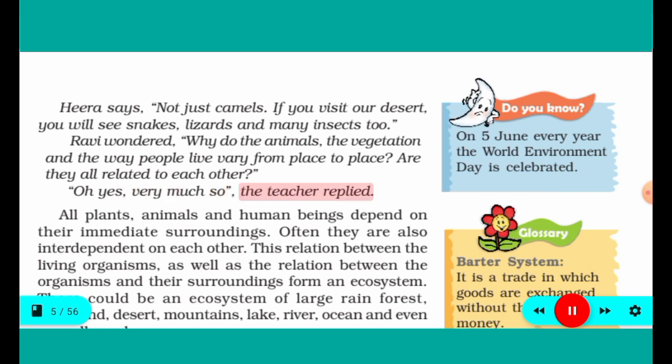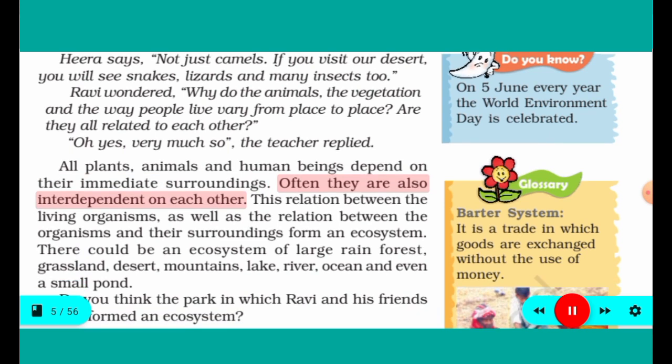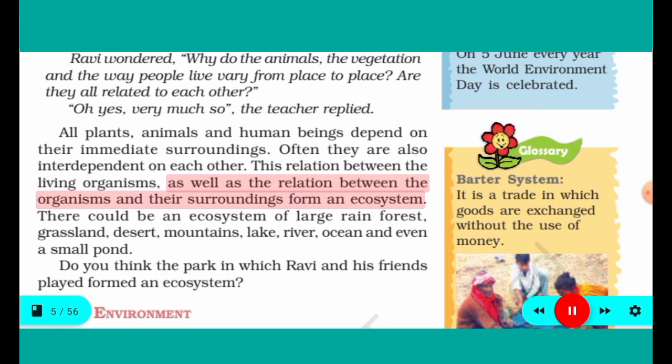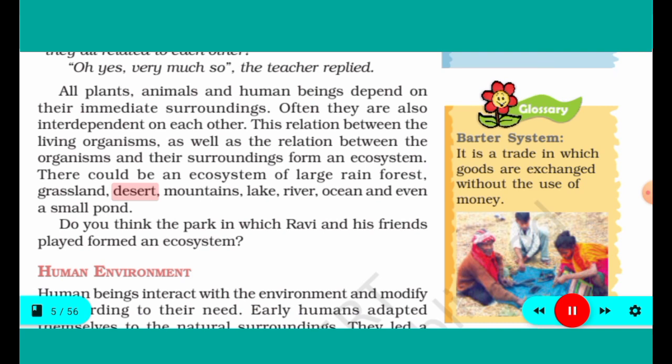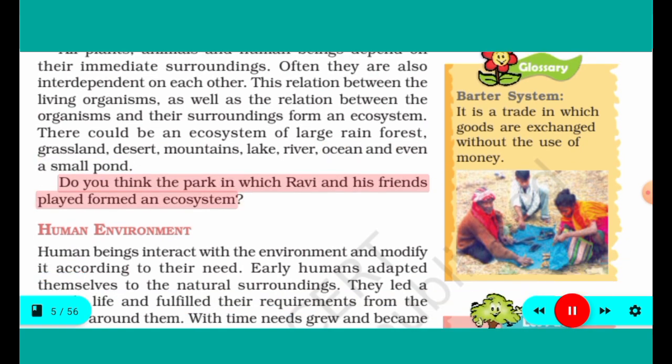The teacher replied, "All plants, animals and human beings depend on their immediate surroundings. Often they are also interdependent on each other. This relation between the living organisms, as well as the relation between the organisms and their surroundings, forms an ecosystem. There could be an ecosystem of a large rainforest, grassland, desert, mountains, lake, river, ocean and even a small pond." Do you think the park in which Ravi and his friends played formed an ecosystem?